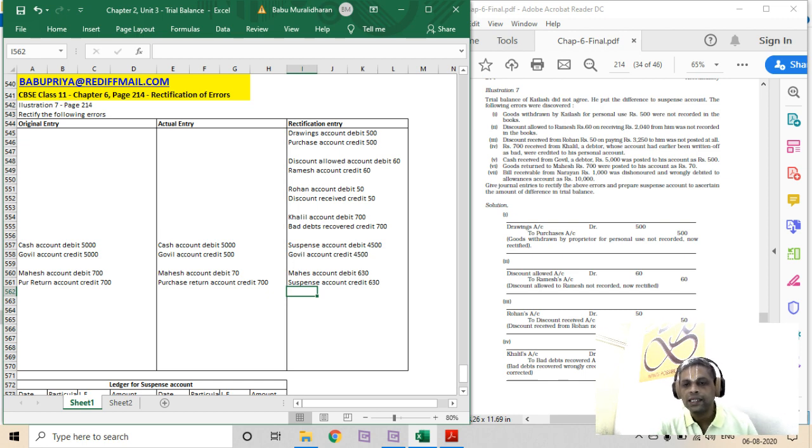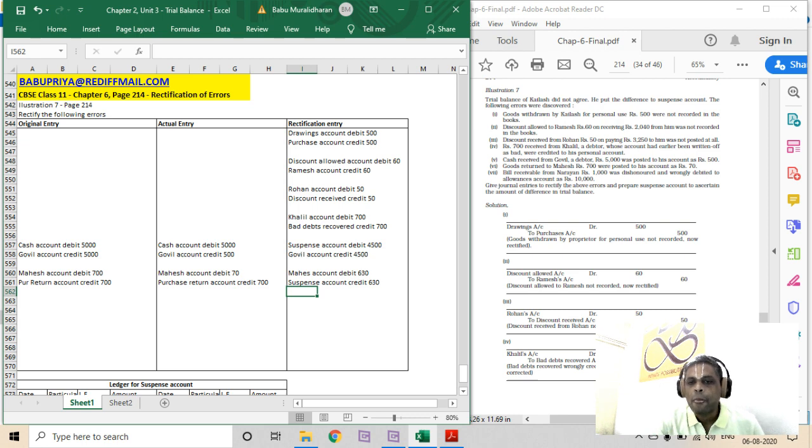Here also, cash received is accounted correctly. Only the debtor portion is accounted incorrectly. So that is the reason we are rectifying that by crediting here and then debiting to suspense. Similarly, we are debiting Mahesh here and then crediting suspense account.